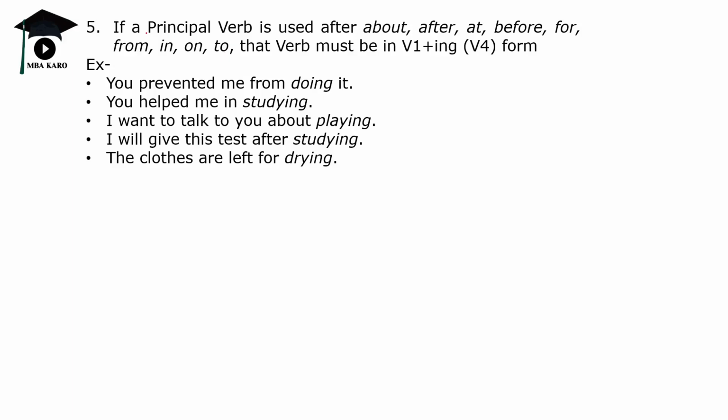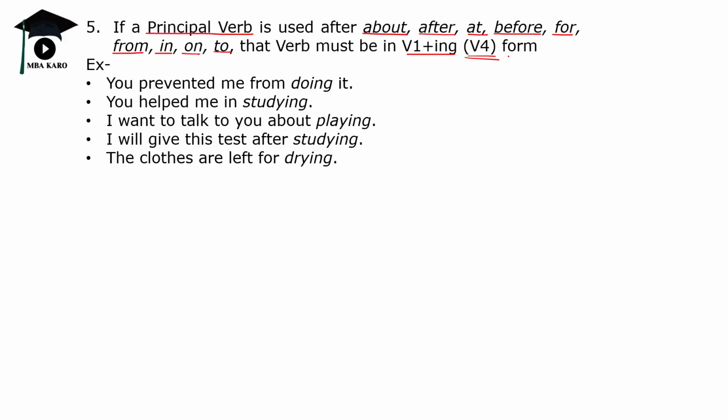Next, whenever a principal verb is used after about, after, at, before, for, from, in, on, to, that verb must be in V1 plus ing, that is the fourth form of verb. Alright, these forms of verb we have discussed in the verb session.